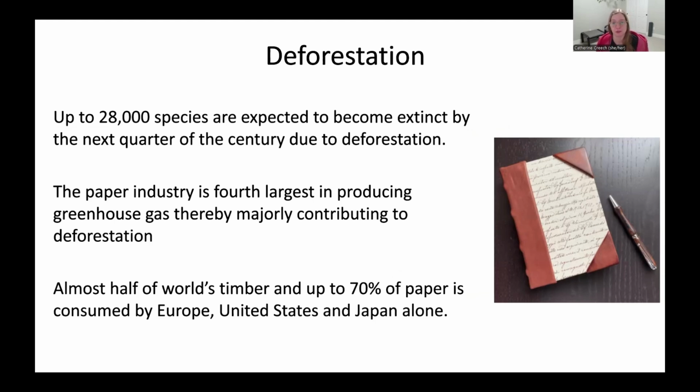Another source of deforestation is our wood products. The paper industry is the fourth largest producer of greenhouse gases. And of the timber harvested, 70% of paper is used by Europe, the United States, and Japan alone, which is pretty incredible. We use a lot of that paper and that timber. We expect about 28,000 different species to become extinct in the next 25 years because of deforestation.